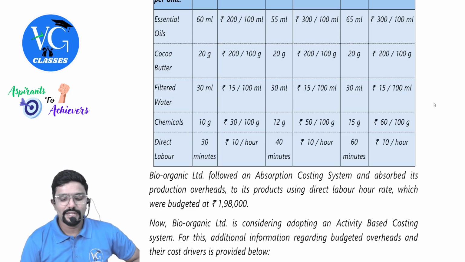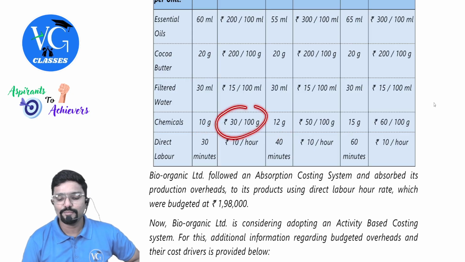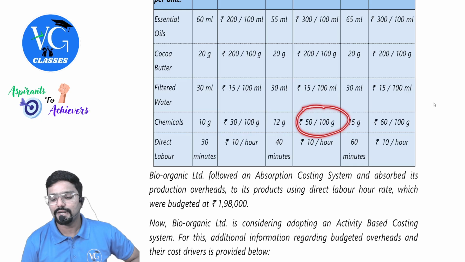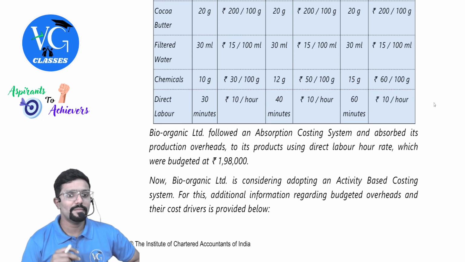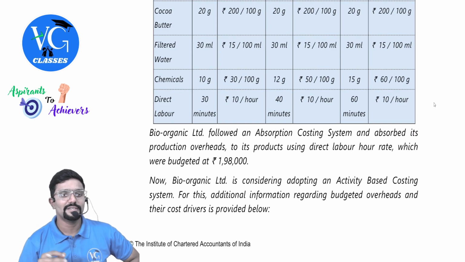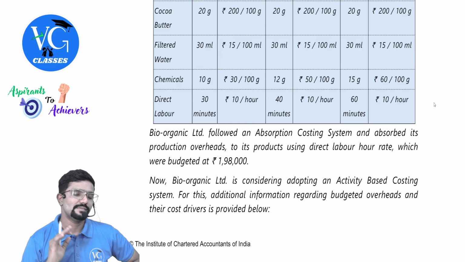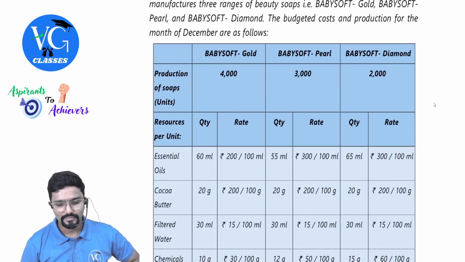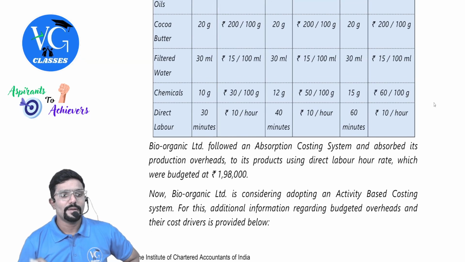Chemicals: 10 gram, 12 gram, 15 gram. Okay. Cost 30 per 100 gram, 50 per 100 gram, 60 per 100 gram. You can divide and calculate per gram. Direct labor: 30 minutes, 40 minutes, 60 minutes. Rate is 10 rupees per hour. Can I calculate per minute also? Yes. Sure. All this is data about raw material and labor.